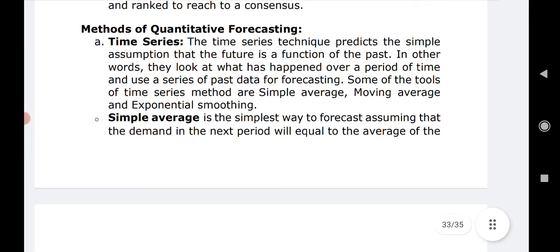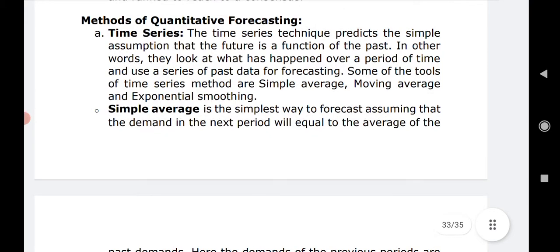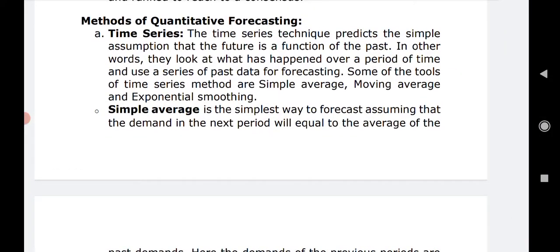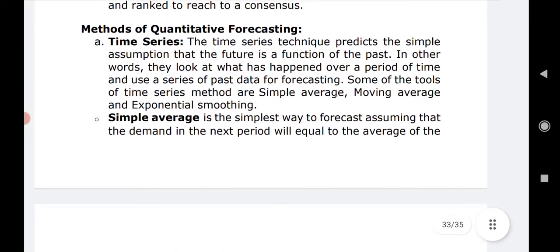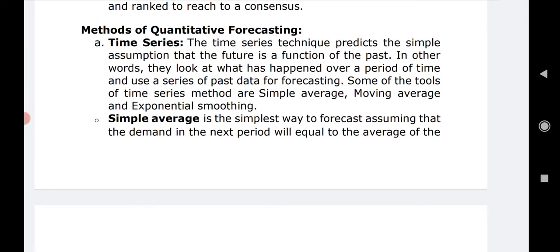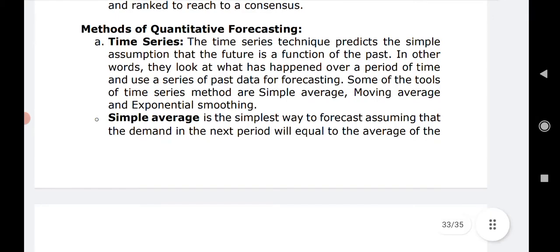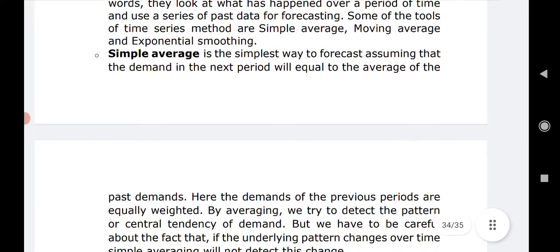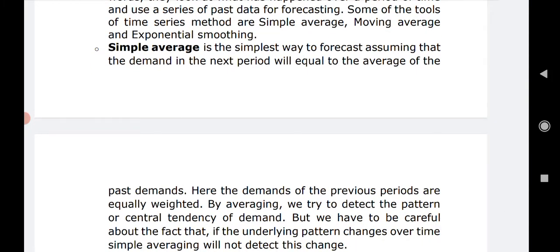Now we are coming towards the quantitative method. The name itself suggests the quantitative method of forecasting involves numericals, or where statistical data are available. Such methods are known as quantitative methods. As you can see, the first one is time series. The time series technique predicts on the simple assumption that the future is a function of the past. In other words, they look at what has happened over a period of time and use a series of past data for forecasting the future. Some of the tools which may be used are simple average, moving average, and even the exponential smoothing method.